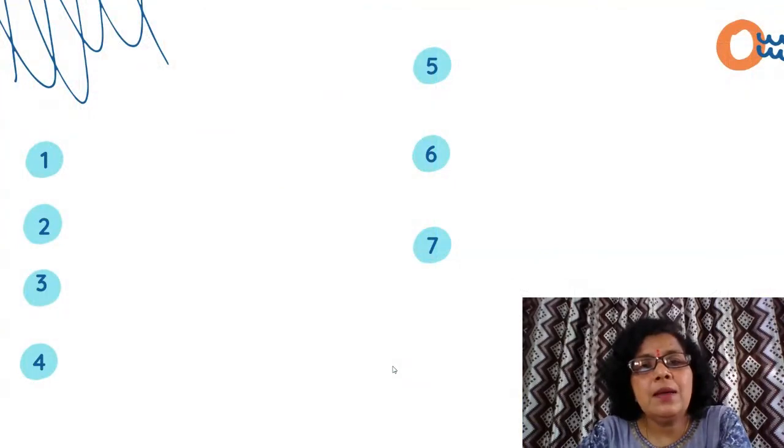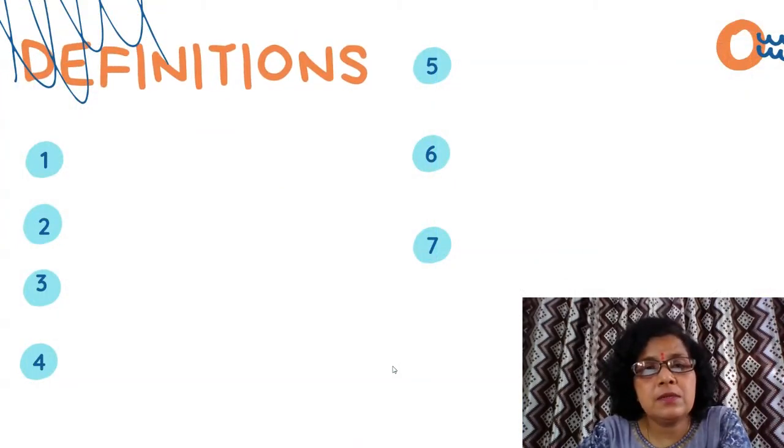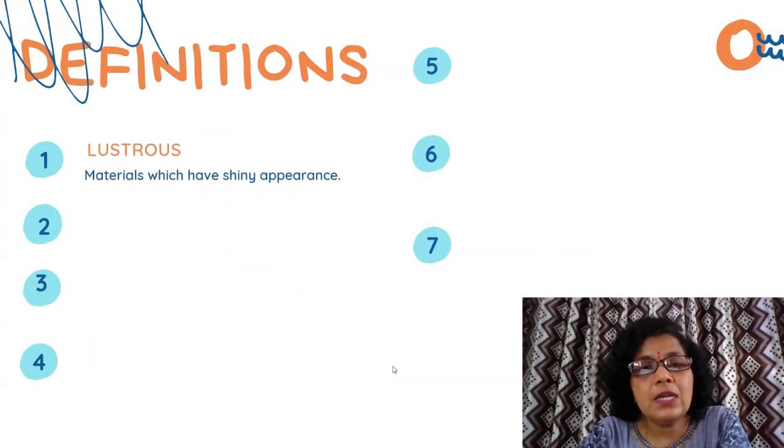Now let's see the meaning of these terms. Lustrous. Lustrous means shiny. Materials which have a shiny appearance are called lustrous, and the rest are non-lustrous. So the objects which are made up of metals are lustrous. They show a shiny appearance. That shine is called lustre.